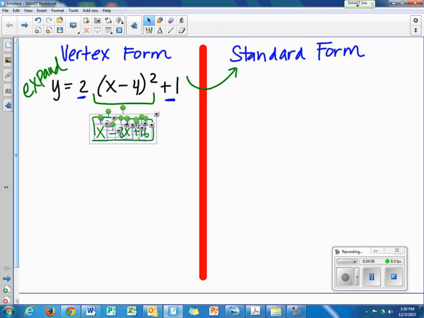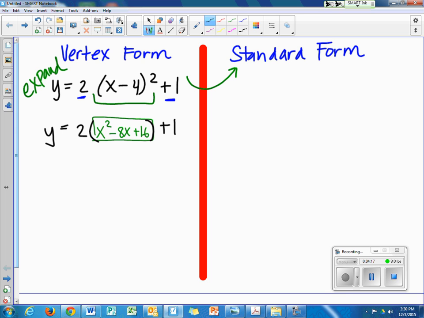And there it is. Make sure that we bring down the 2 as well, and then bring down the plus 1. So we're still expanding. We're not finished just yet. We're still multiplying, so you need to distribute the 2 to each term. Here we have 2x squared. 2 times negative 8x gives us negative 16x. Then 2 times 16 is positive 32. Make sure you bring down the 1.